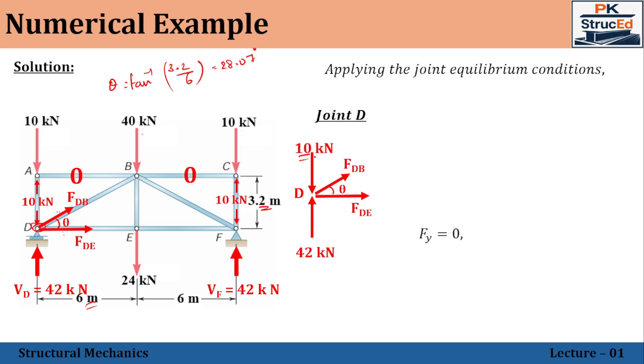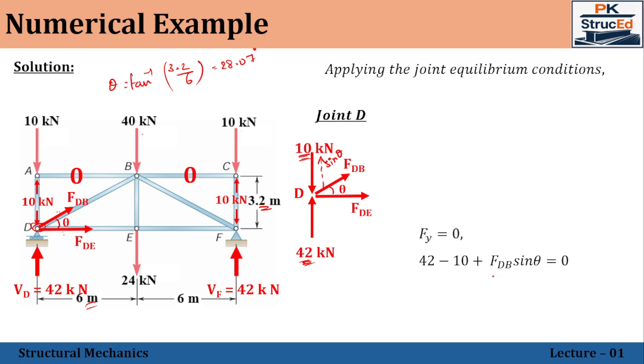So we'll have minus 10 is there, plus 42 is there. And then we have the vertical component of this force. So the vertical component will be acting in the upward direction. And that value will be, since the angle is given with respect to the x-axis, therefore the vertical component will be sine theta. Right. So we can substitute that one. 42 is acting upward, 10 is acting downwards. So plus and minus, and this vertical component will be acting upward. That is plus FDB sine theta is equal to 0.